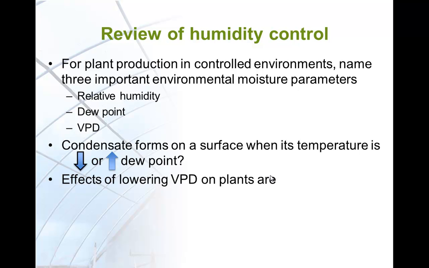The next question is, what are the effects of lowering VPD on plants? If the outside environment has a lower VPD, then will plants decrease or increase transpiration? Lowered VPD will lower transpiration because of lower demand and a lower negative force to help water molecules move from the leaf surface to the air.